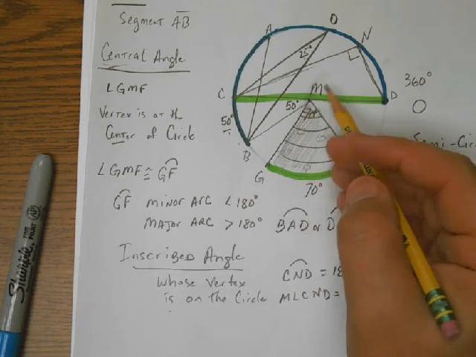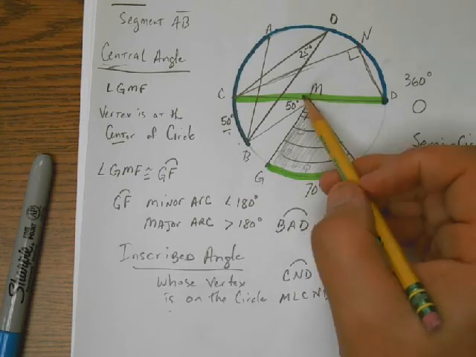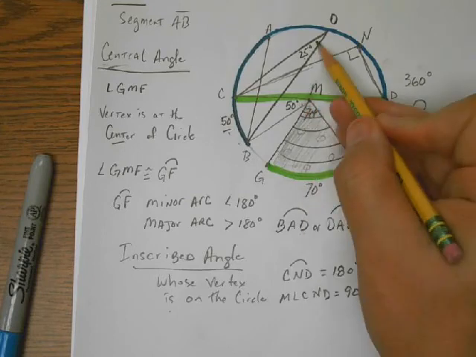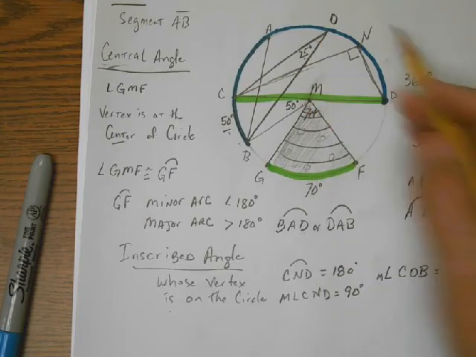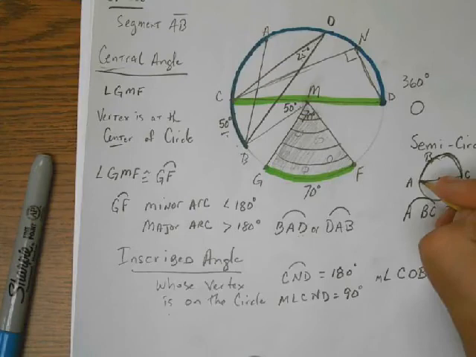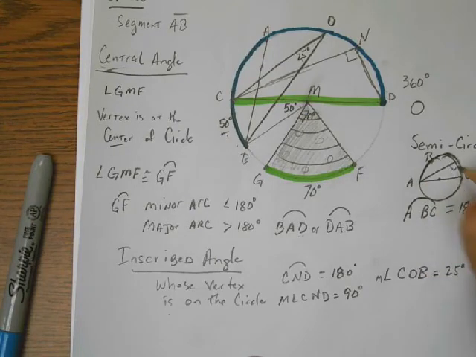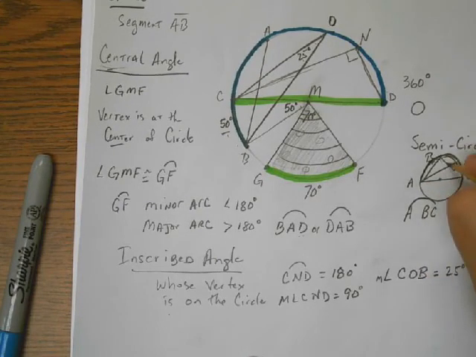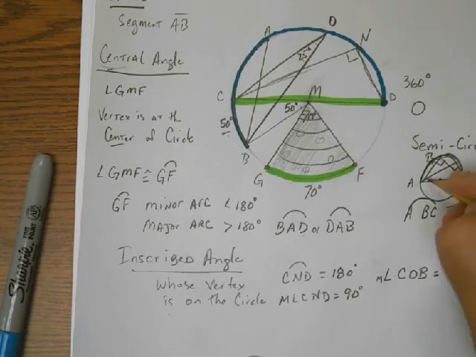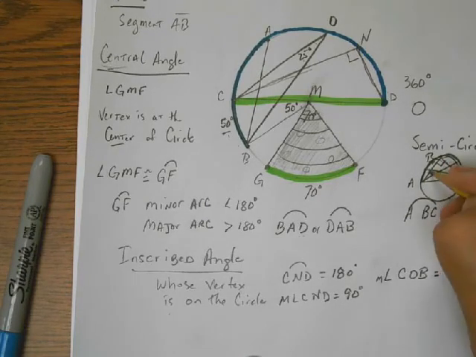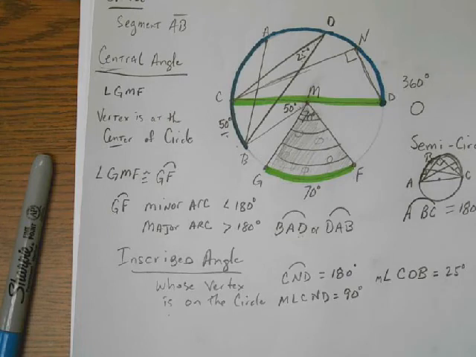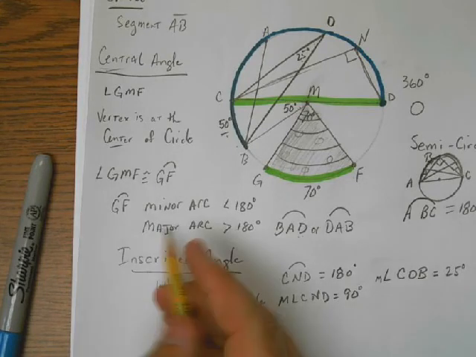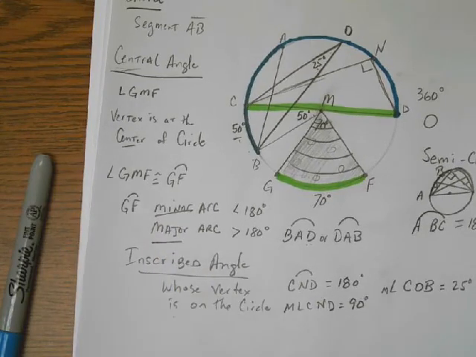So it can get confusing. You got to know the difference between a central angle and an inscribed angle. If it's inscribed in a semicircle, I've already told you this, it's 90 degrees. Does not matter where. It could be like this. Does not matter. It's 90 degrees because it's in a semicircle. Okay, questions? Okay, so we talked about a minor arc, and we talked about a major arc.